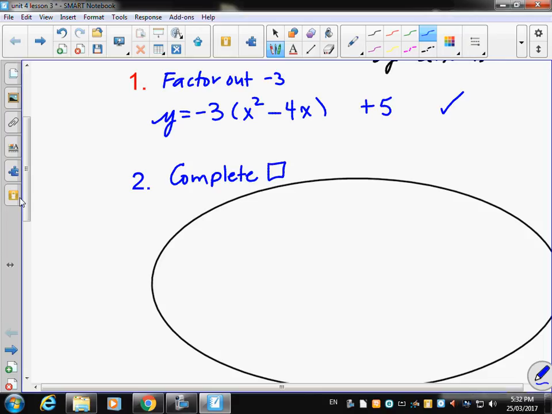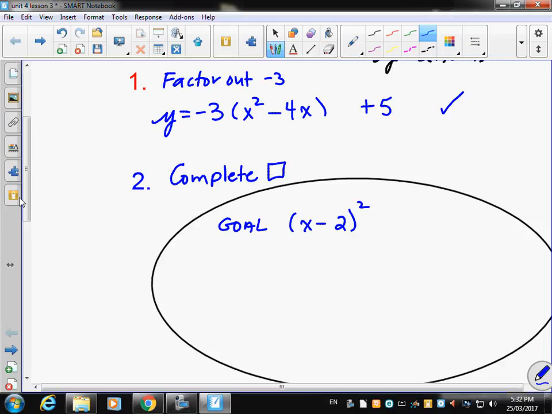So here's my thought process. My goal is to have x add or subtract a number, squared. It's always half of that middle term. So if I'm completing the square on the x squared subtract 4x bit, then my goal is x subtract 2 squared.